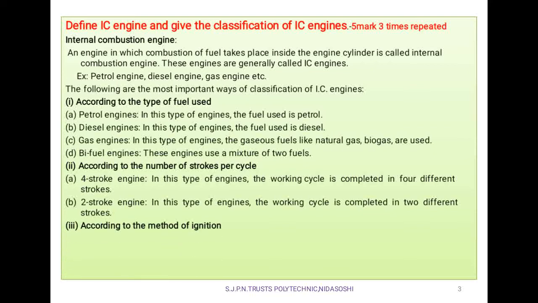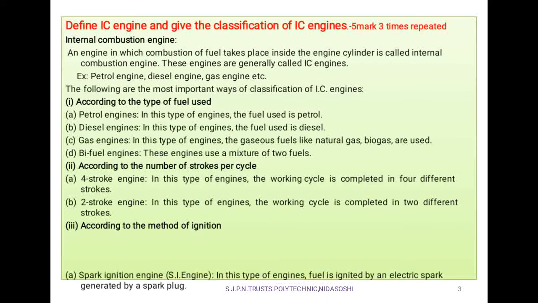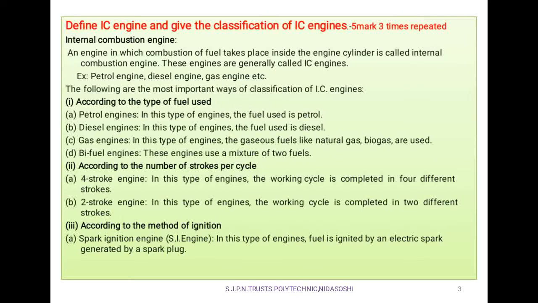Next, according to the method of ignition, meaning how the fuel is burned. First comes the SI engine. SI engine means spark ignition engine. In this type of engine, fuel is ignited by the electric spark plug located at the engine cylinder. The spark plug will ignite the air-fuel mixture. This is generally used in petrol engines. Here the spark plug plays an important role in burning the fuel. That's why it is called an SI engine, SI meaning spark ignition engine.